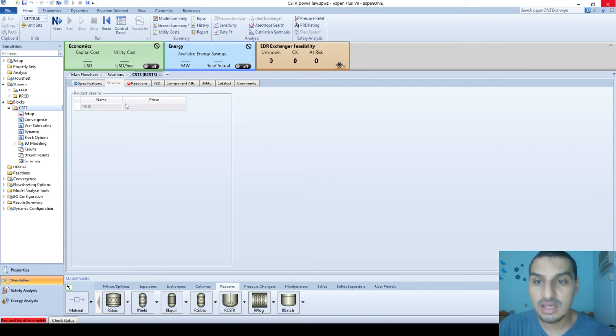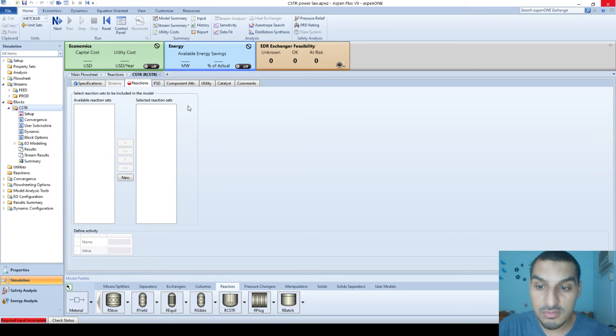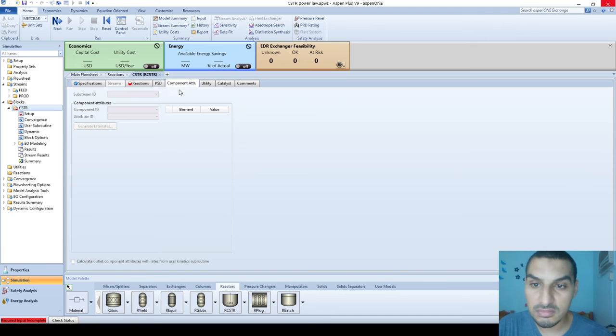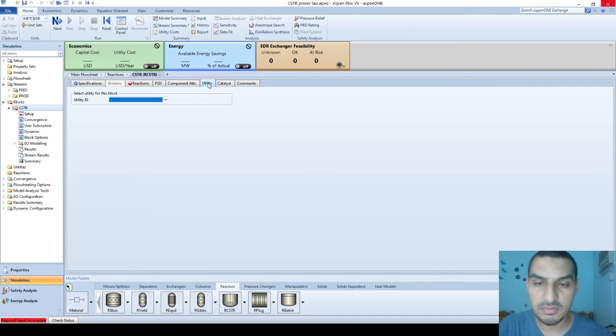The streams tab, like in the case of the PFR, we're gonna use this to define which phase is gonna go into which stream. So in case of having multiple phases and multiple product streams, we will use this tab. We will keep the reactions for later. The PSD is for the particle size distribution, again in case of having a catalyst, when using solid phase. I think this is what we use it for. Utility, we mentioned it before, in case you have cooling water or heating medium, you can choose which utility you are using. Again, for the catalyst, you can define the loading and the voidage and all these things.